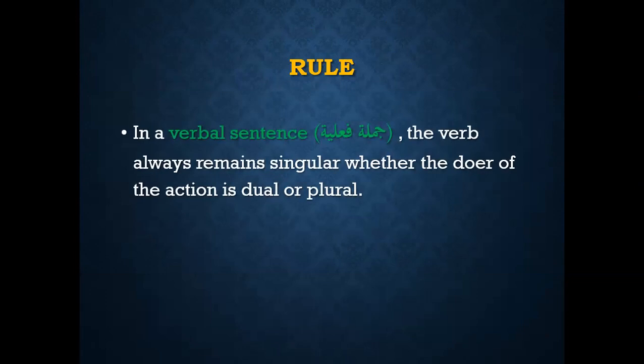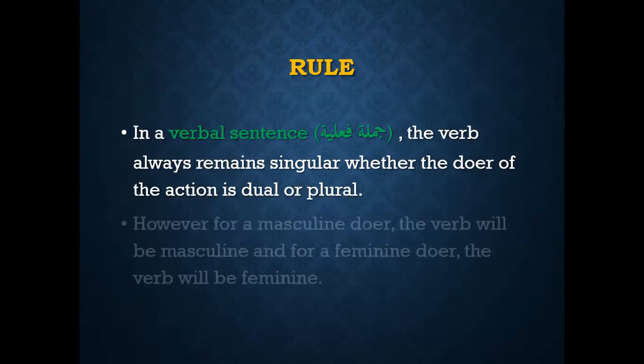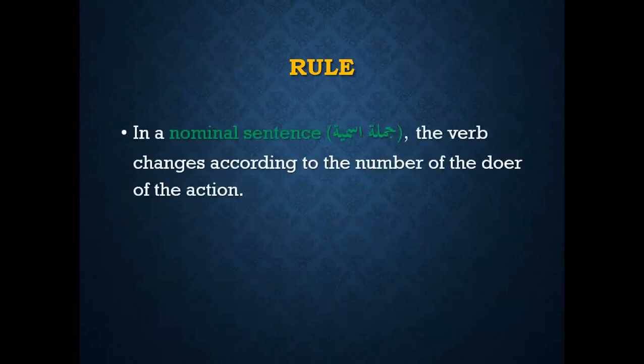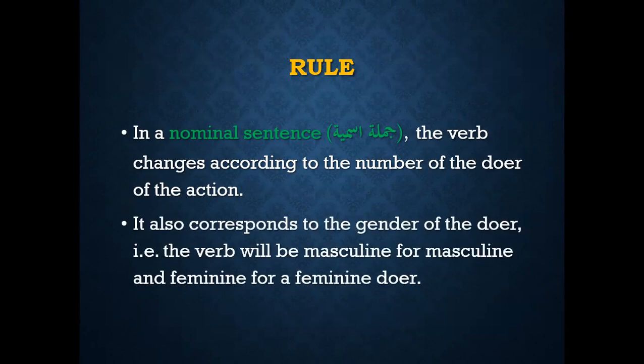An important rule. In a verbal sentence, جملة فعلية, the verb always remains singular, whether the doer of the action is dual or plural. So that's the key. However, for a masculine doer, the verb will be masculine. For a feminine doer, the verb will be feminine. The example would clarify it. Unlike the nominal sentence, jumla ismiya, where the verb changes according to the number of the doer of the action.